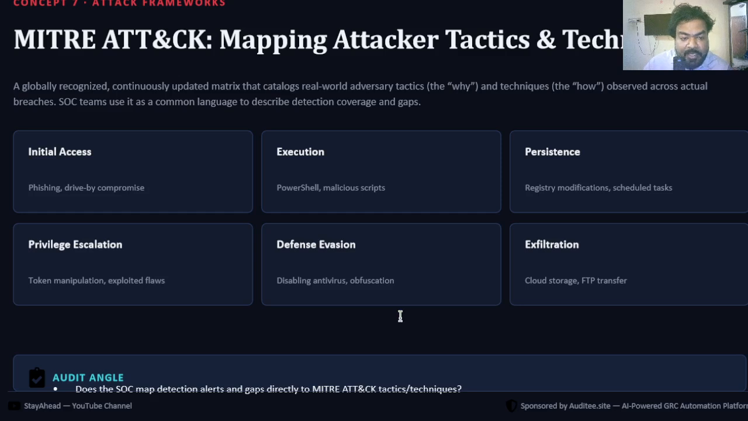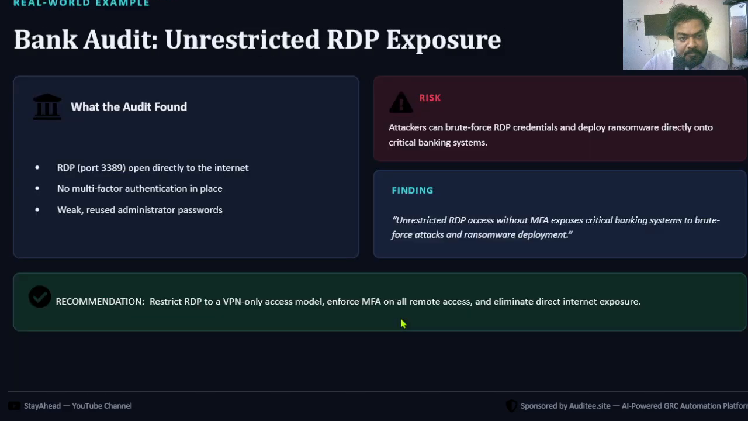Real world example, bank RDP exposure. Let's make this concrete with a real world style audit example. A bank. During the audit, three things stood out immediately. RDP, remote desktop protocol on port 3389, was open directly to the internet.